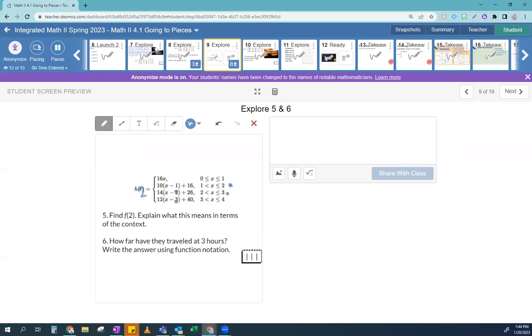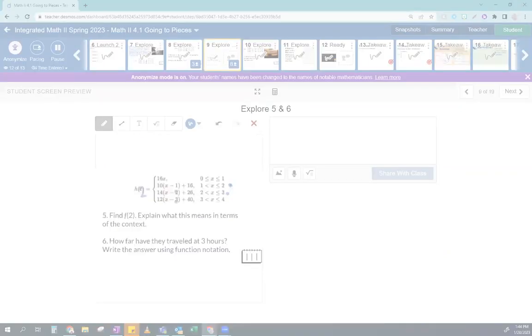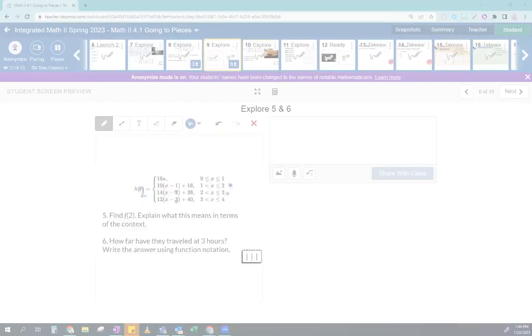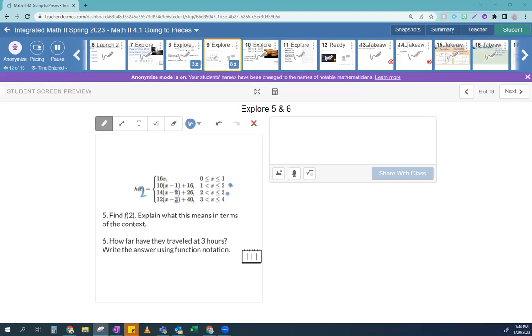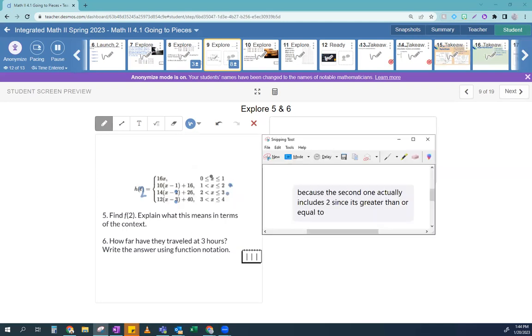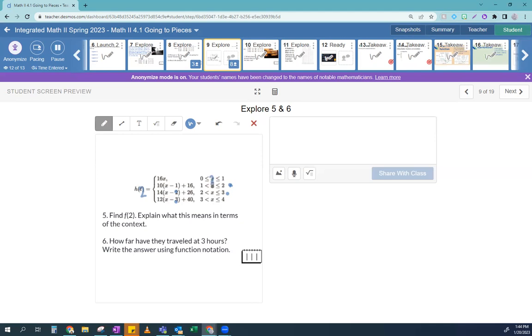Yes. Okay. So I'm just going to say this last person said it probably the best. So I'm going to snip their work and show you here. Yeah, this is right. This is awesome. So here, this is what one of your classmates says: because the second one actually includes 2, since it's greater than or equal to, right? So here, if you put a 2 into every single one of these, it's the only one that's actually true. That's what your classmate is saying.